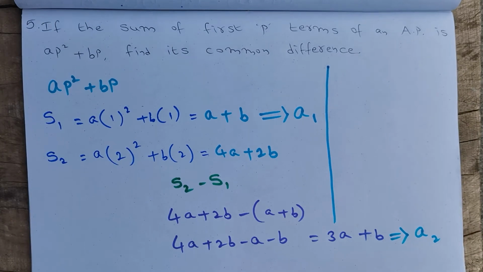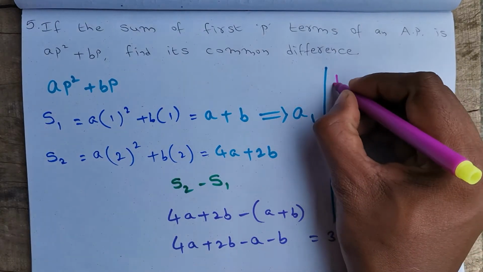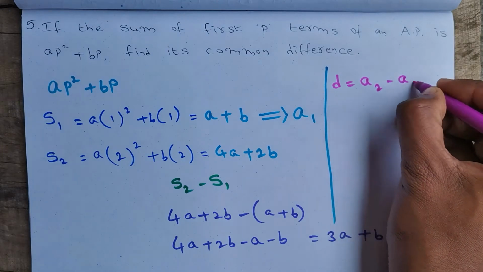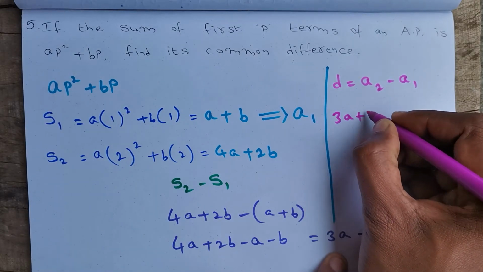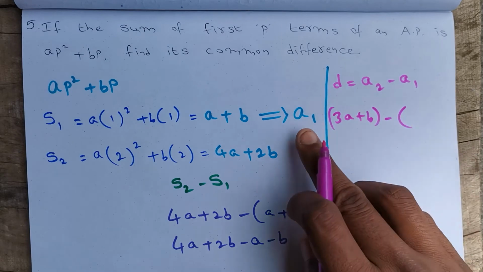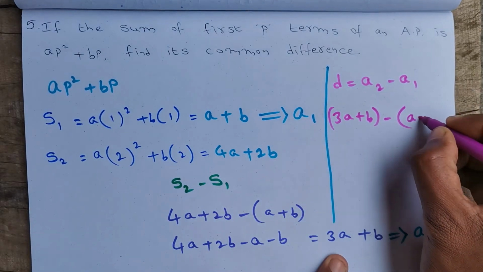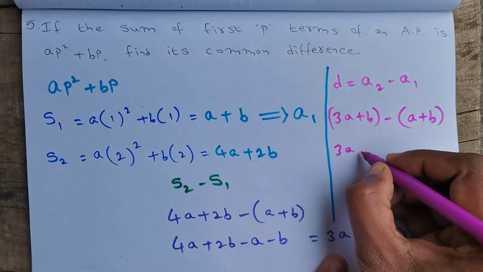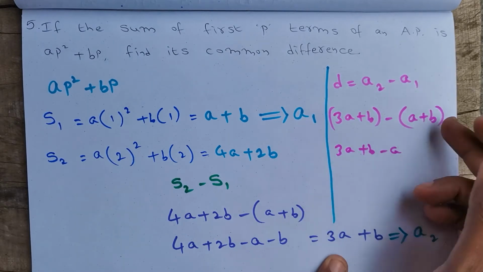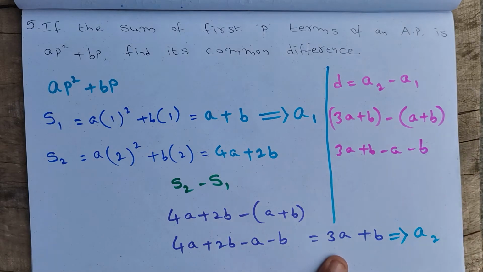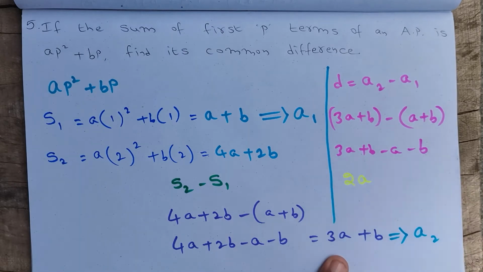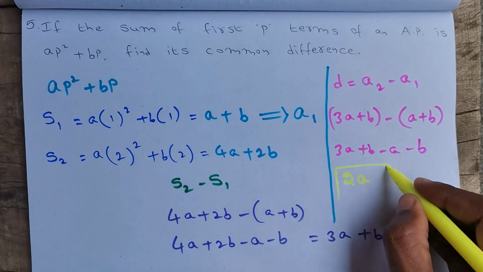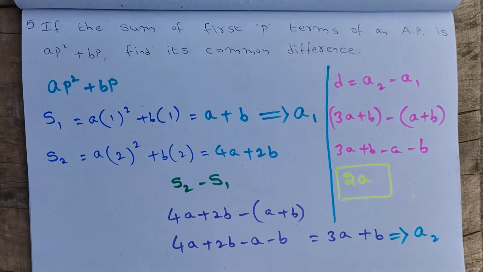We know the formula for common difference: second term minus first term. Common difference is nothing but second term minus first term. Here the second term is 3a plus b, minus a1. a1 has more than one term, so brackets are compulsory: a plus b. So 3a plus b, minus a, minus b. 3a minus a is 2a, plus b minus b will get cancelled. So the common difference is 2a. He's asking about common difference only, so we got the common difference as 2a.